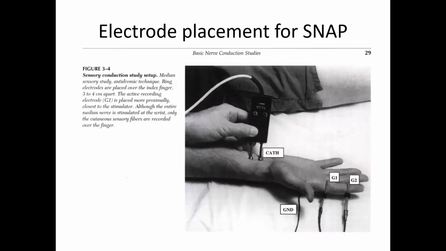In the antidromic study, amplitude of SNAP is larger than the orthodromic. No, but how is it done? That antidromic technique, how is it done? In the antidromic technique, stimulating the wrist and recorded from the distal ring electrodes. In the orthodromic study, you stimulate from the finger and record from the wrist.